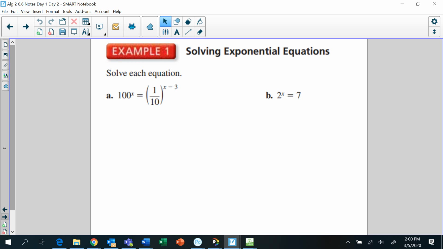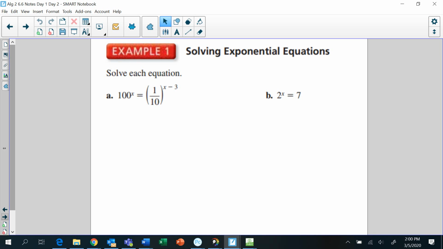And not all of them are going to work out so nicely like this one. This one I actually can do without a calculator. Not all of them you'll be able to do without a calculator. Do you guys notice how there's a 100 and a 1/10? I'm thinking powers of 10.